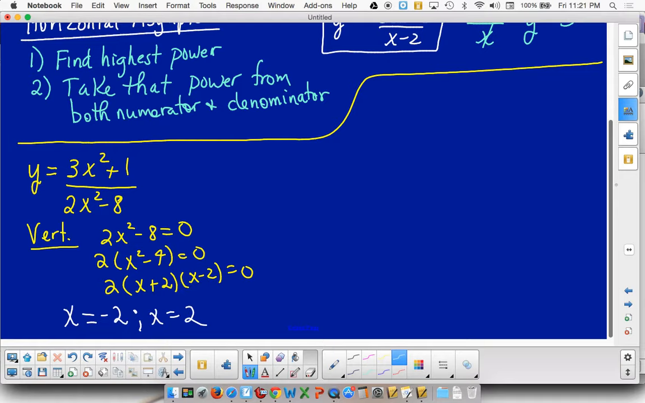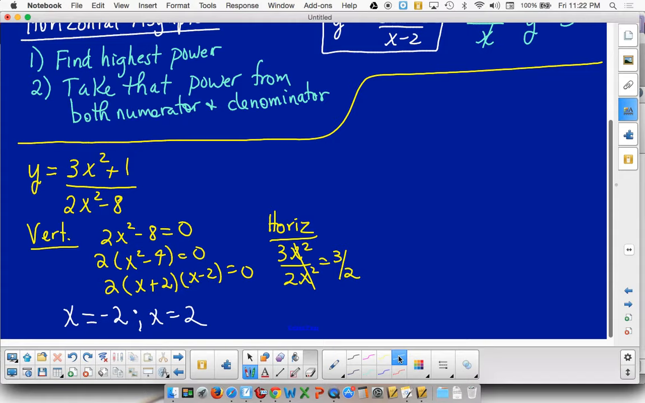Okay, horizontals, on the other hand, are a different story. When I want to do horizontals, the steps say find the highest power of x in the problem. What is the highest power of x you see in this problem? It's x squared. It says take that power from the numerator and the denominator. So you would take the 3x squared, and on the bottom is 2x squared. And when you cancel that, you're left with 3 halves. So therefore, your horizontal asymptote would be at 3 halves.